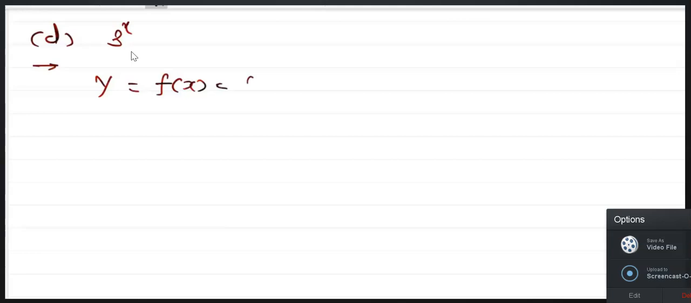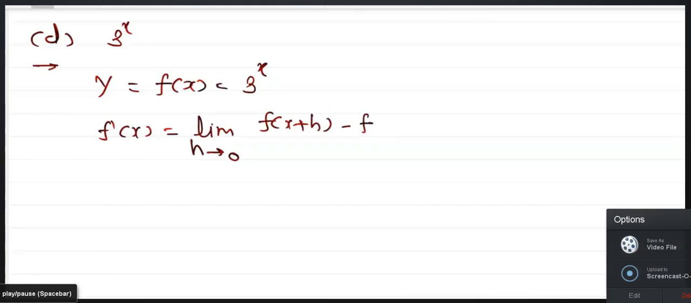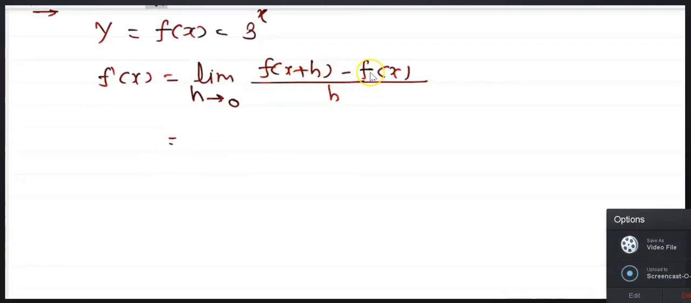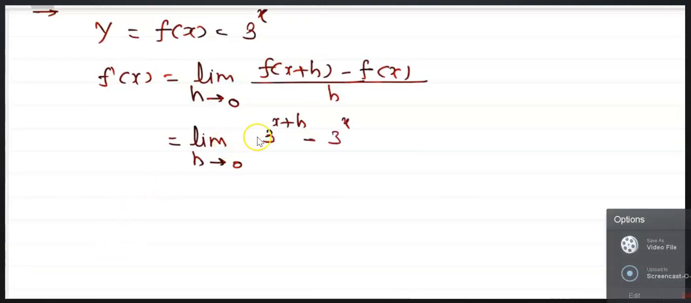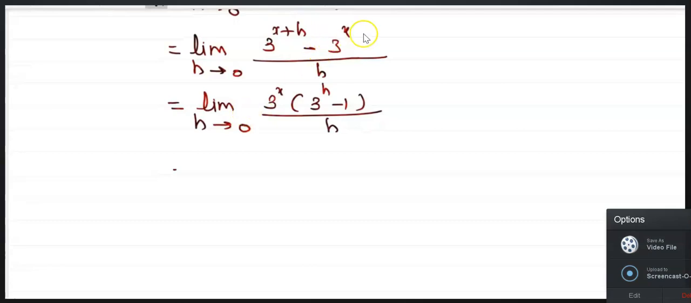Now we'll solve this by using the first principle. y is equal to f of x is equal to 3 raised to x. f dash of x is equal to limit h tends to 0, f of x plus h minus f of x upon h. Substitute the values. Limit h tends to 0, 3 raised to x plus h minus 3 raised to x upon h. Take 3 raised to x as a common, then you will get 3 raised to h minus 1 upon h.